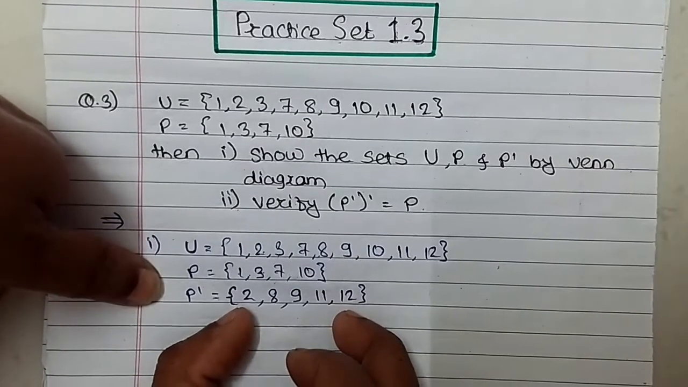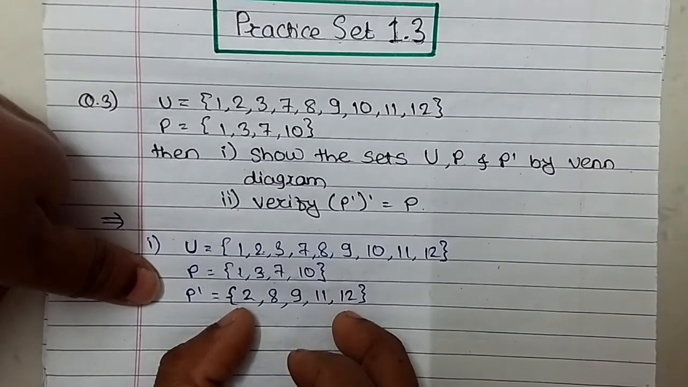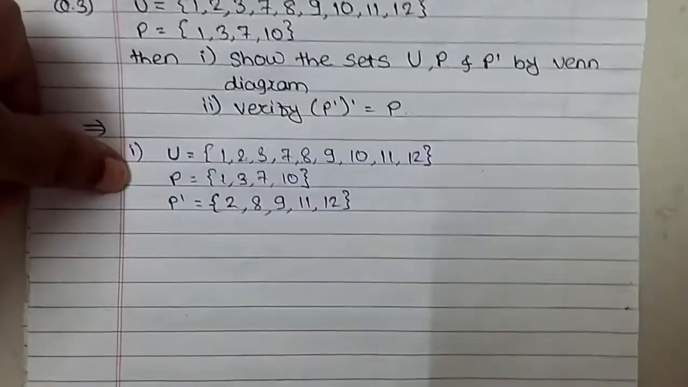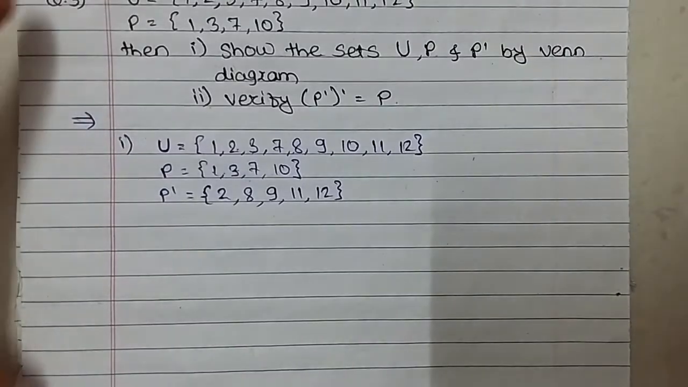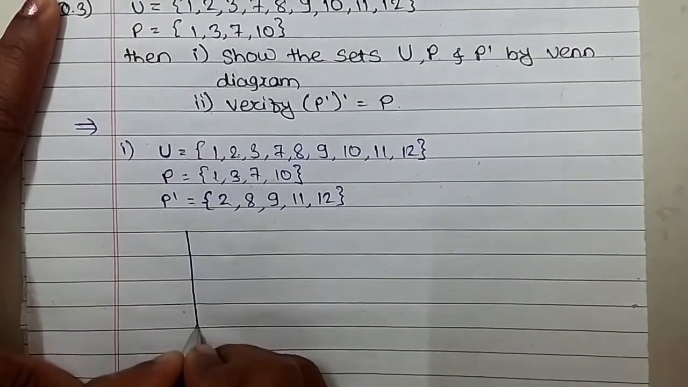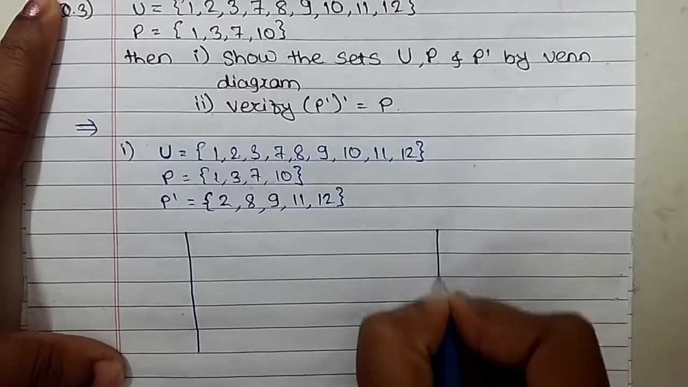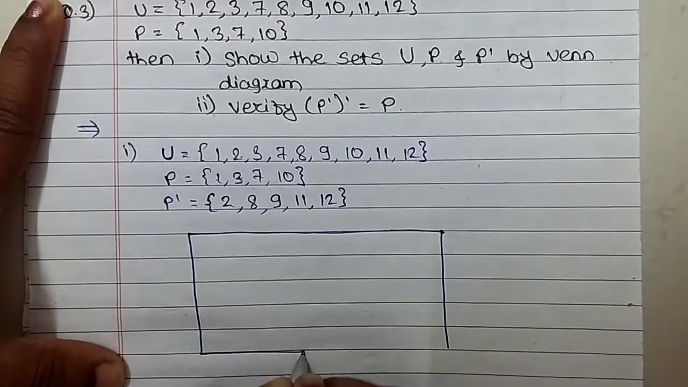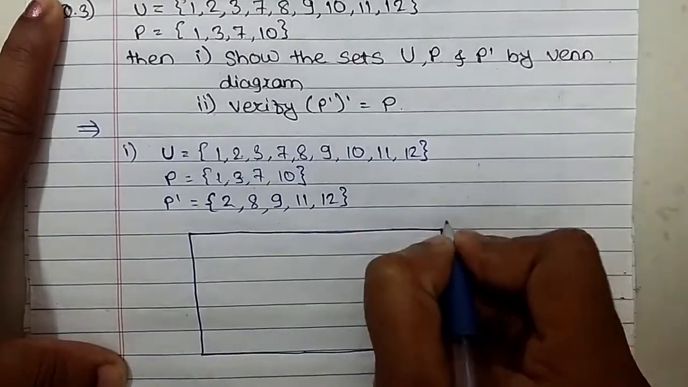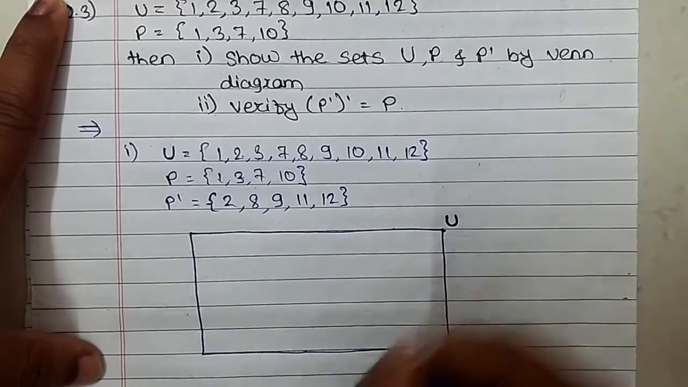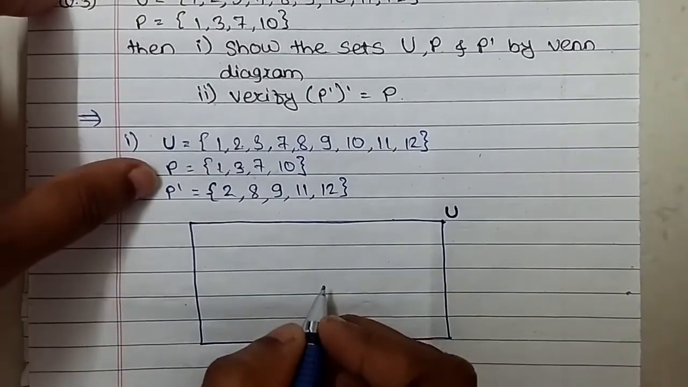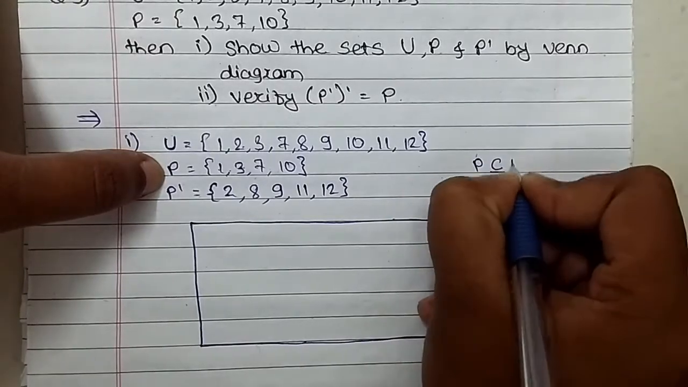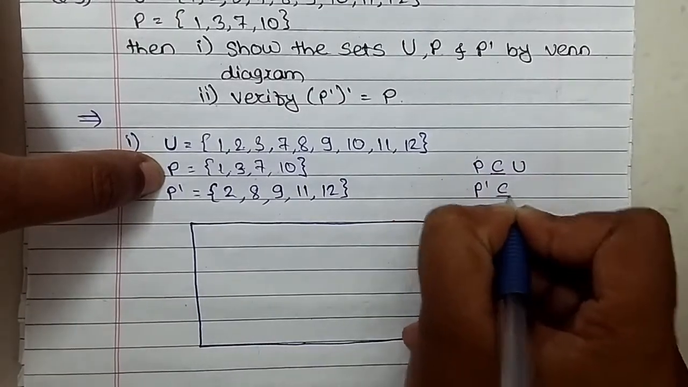Next we want to draw the Venn diagram of each set. So how to draw this? Draw the universal set first by using a rectangle. Write U here, that is U for universal set. Next, write down the subsets. Listen, P is a subset of U and P dash is also a subset of U.